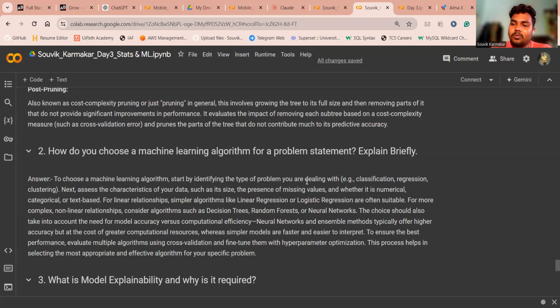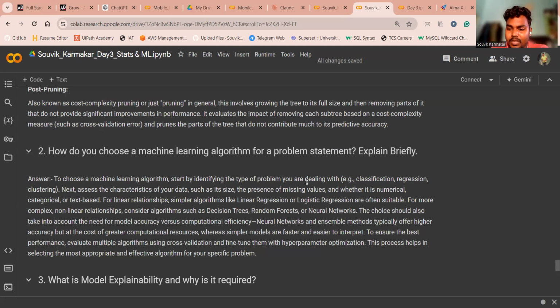We also need to assess the characteristics of the data, like the data set size, whether missing values are present or not, and whether it's numerical, categorical, or text based. We also need to check the relationships in the data. Are there any linear relationships? If so, we can employ linear regression or logistic regression. For complex or non-linear relationships, we can employ more complex algorithms like decision tree, random forest, and neural networks.